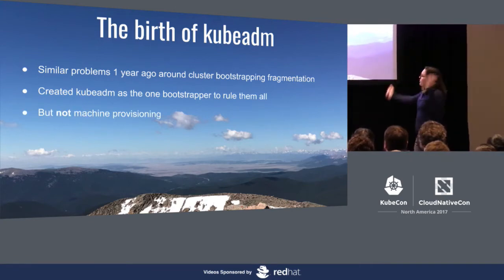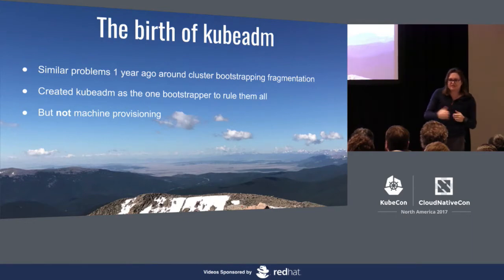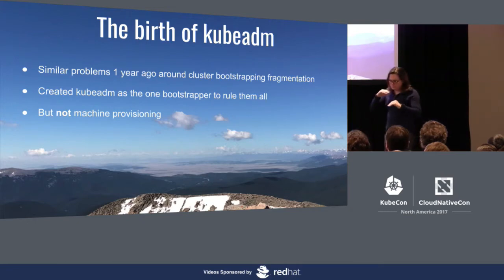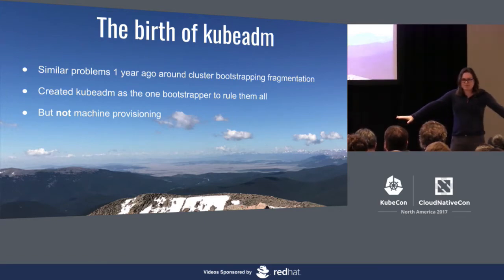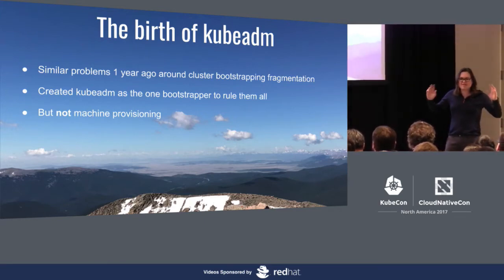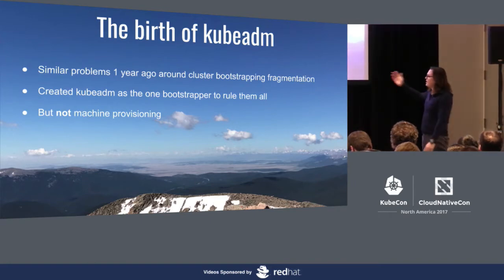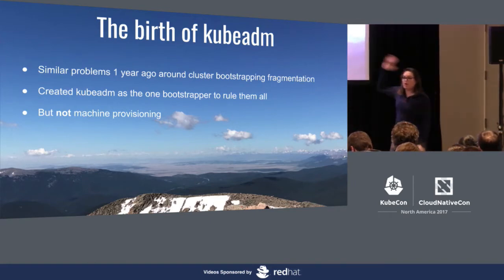So again, we created one bootstrapper to rule them all. But it did not do machine provisioning. And so in our next slide, we're going to look at this really awesome diagram. But it's really important to have this understanding of these two fundamental layers of Kubernetes. One is the virtual machine underlying resource stuff. These are like fake things that I imagine you could touch. And the other one is the actual Kubernetes components themselves.